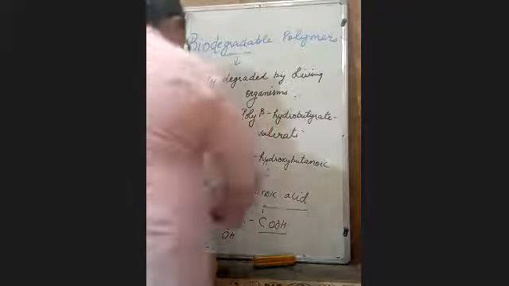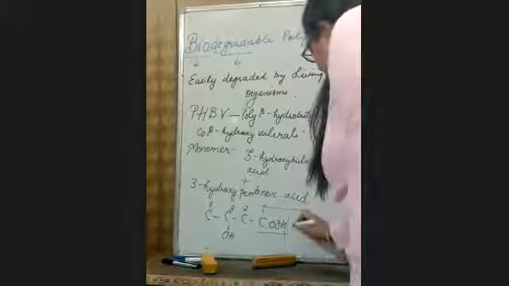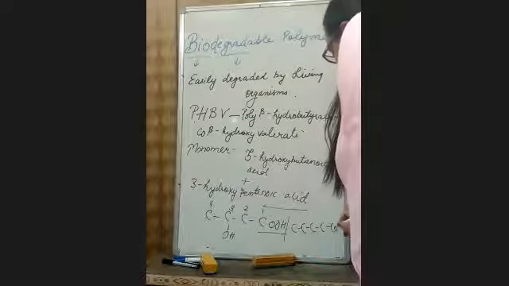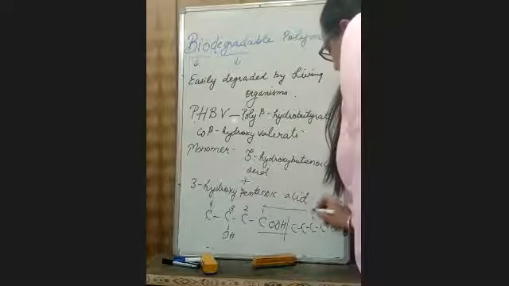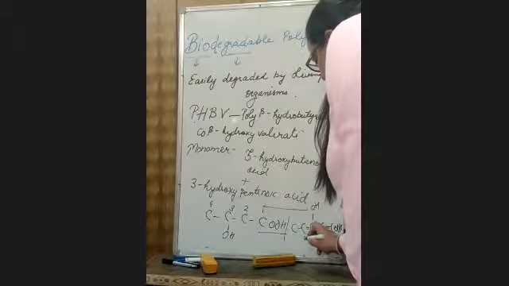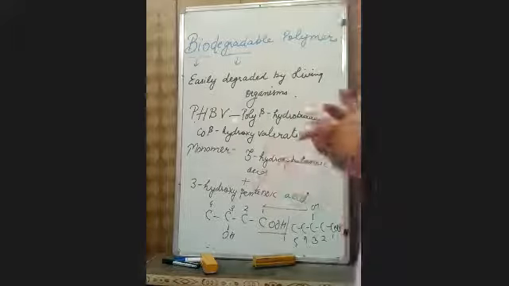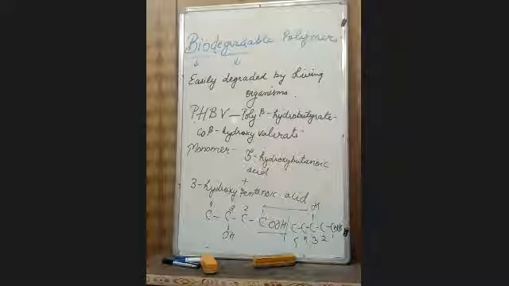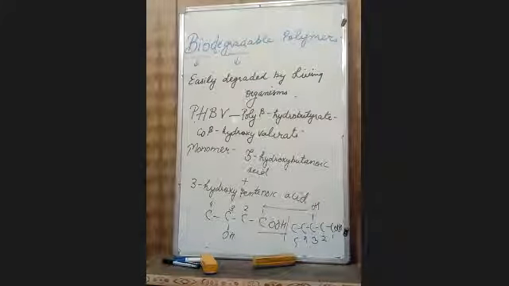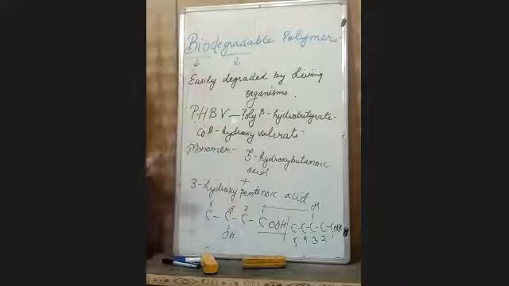And what about the structure of 3-hydroxy pentanoic acid? It is 5 carbon. And at position number 3, OH group is there. If you have any difficulty in nomenclature, then please message me. It is the topic of class 11, IUPAC nomenclature. Still, if you're facing any difficulty in writing the IUPAC name, then please message me or call me. These are the monomers of this.